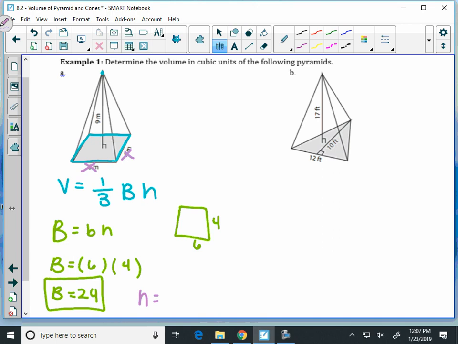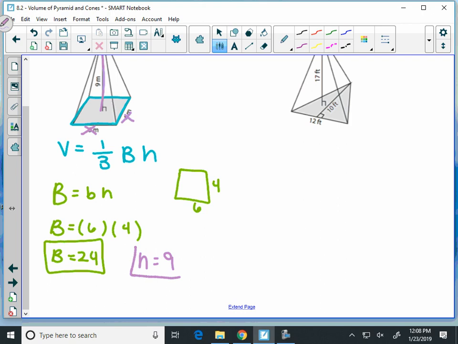And I know it's my height because it starts up at the point, drops straight down the middle of your pyramid, and it's perpendicular to the base. That's always your height. Your height always goes straight down, and it's always perpendicular to the bottom. Okay? So our height in this figure is 9.